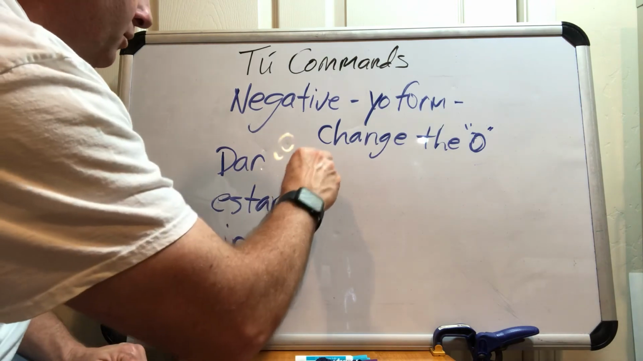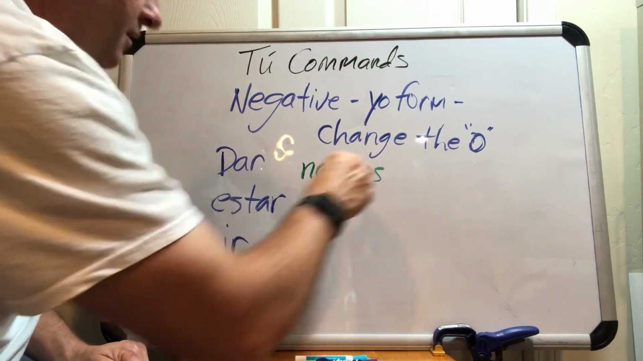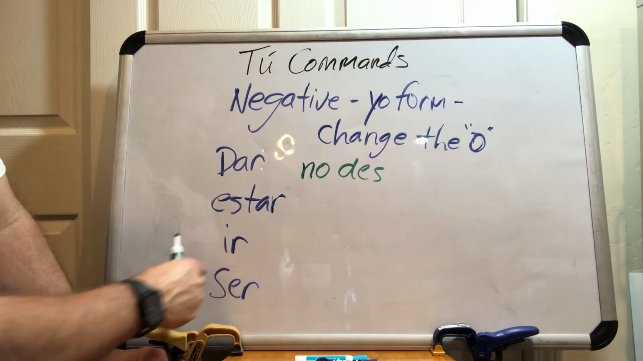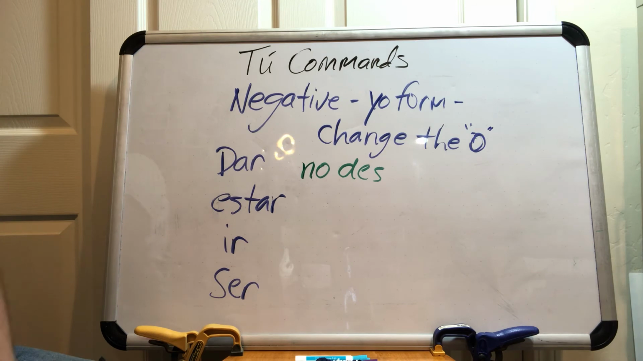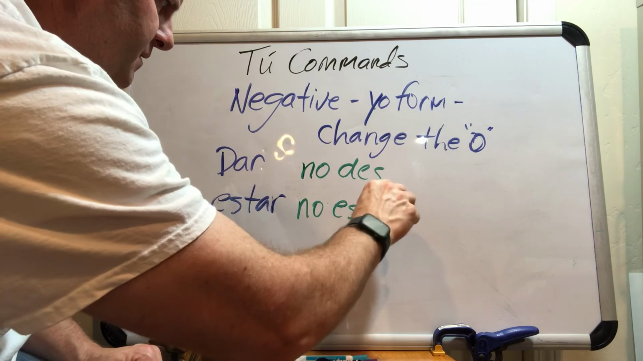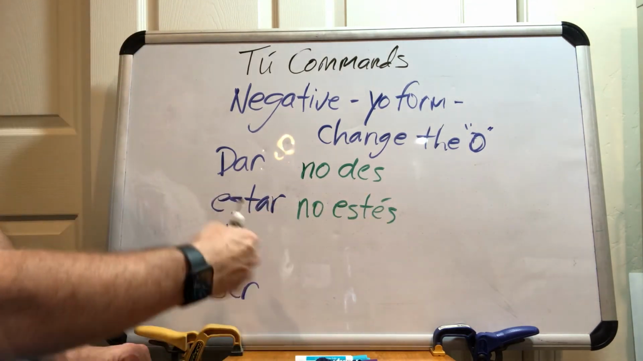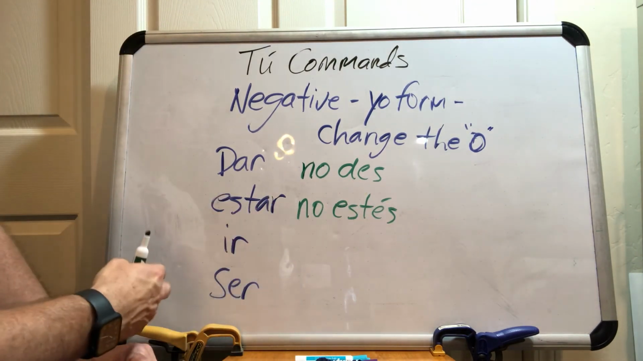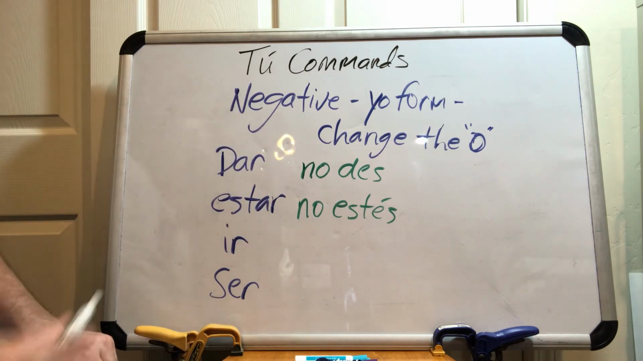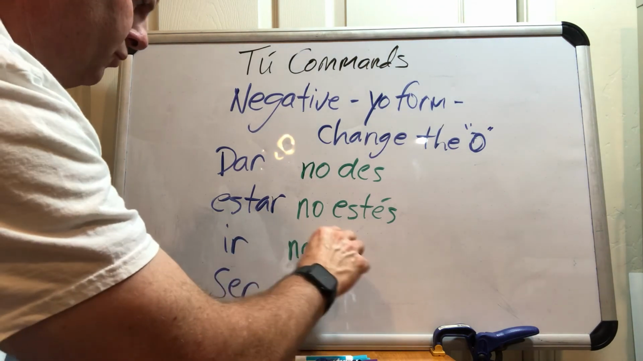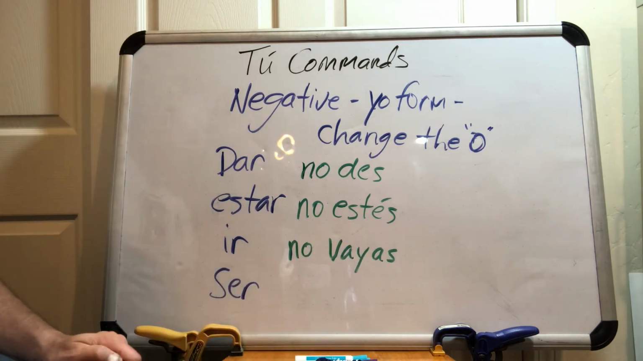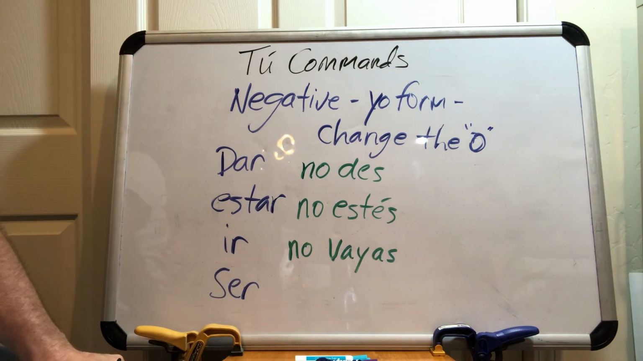Okay. So my negative tú command for dar is des. So we're going to say no des. Don't give that to her. Estar is estés. No, and this one does need an accent. Estés. So like don't be there. Again, estar, remember we use with location. So don't be at that place. No estés allá. Don't be there. Ir is vayas. So don't go. No vayas. Please don't go. No vayas. And ser is no seas.